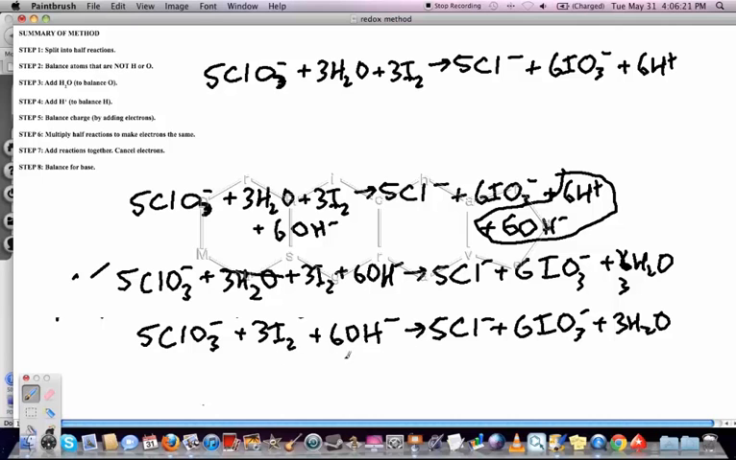We've got 6 hydrogens here, 6 hydrogens here. Oxygens, 15 plus 6 is 21. 6 times 3 is 18, plus 3 is 21, so everything balances out there. So we've completed our balancing for acid and our balancing for base.